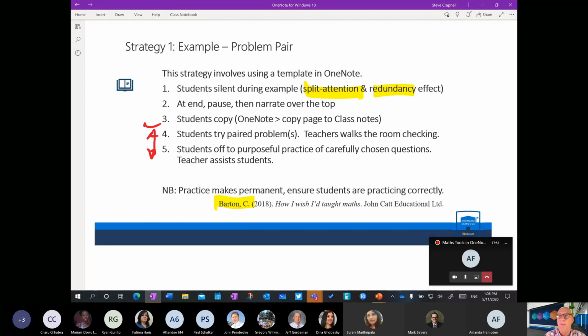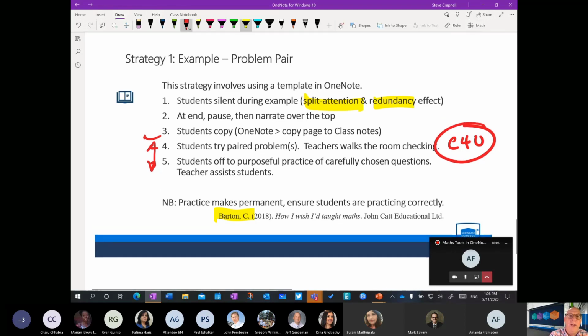And that's when I'm walking around the room off the whiteboard and I'm doing what I call my check for understanding. I'm watching them, looking at them, helping, assisting. This is very early in the learning episode, so that the procedures are not familiar to the students. I do all of this before they go off and purposely practice carefully chosen questions. And the reason for that is if I'm going to ask them to go and practice this procedure, I want to make sure they're practicing correctly. I used to believe practice made perfect, but Barton highlights the fact that practice makes permanent. So we need to ensure that the students are practicing correctly.